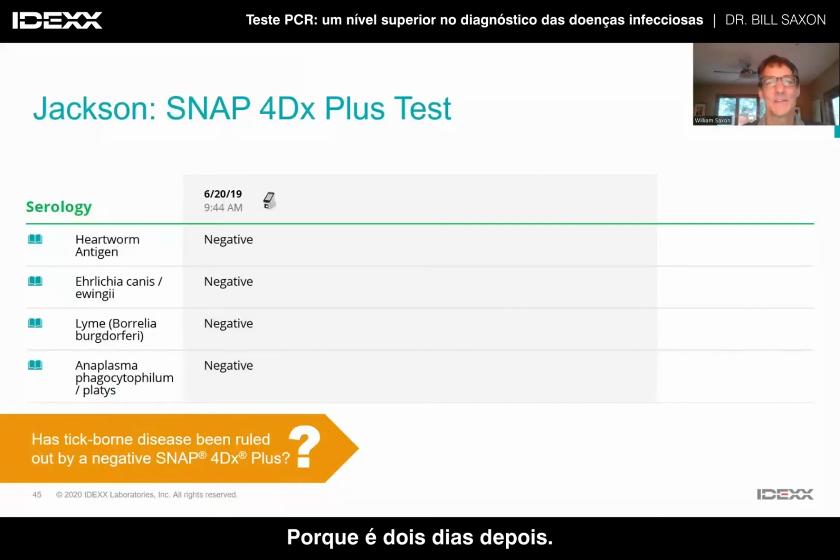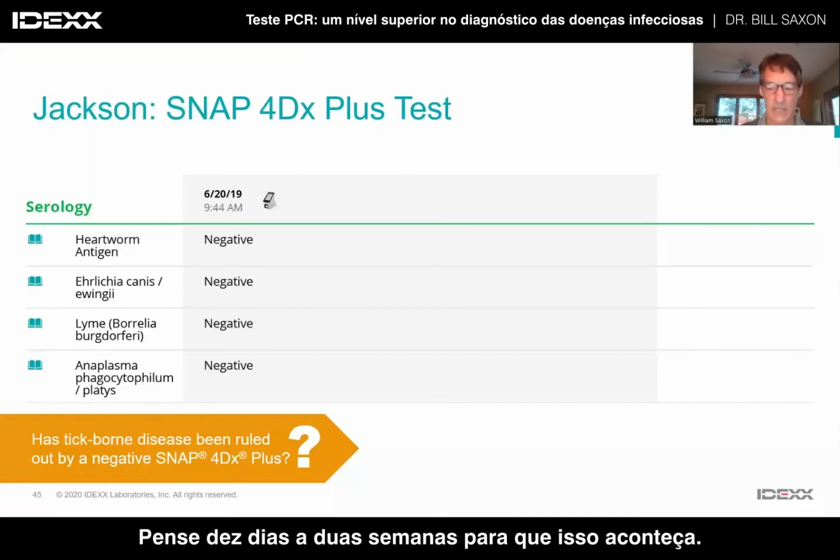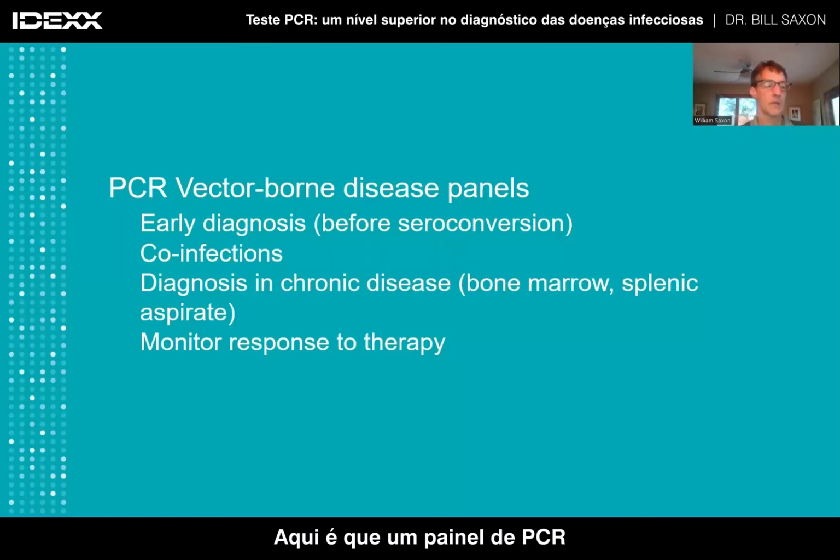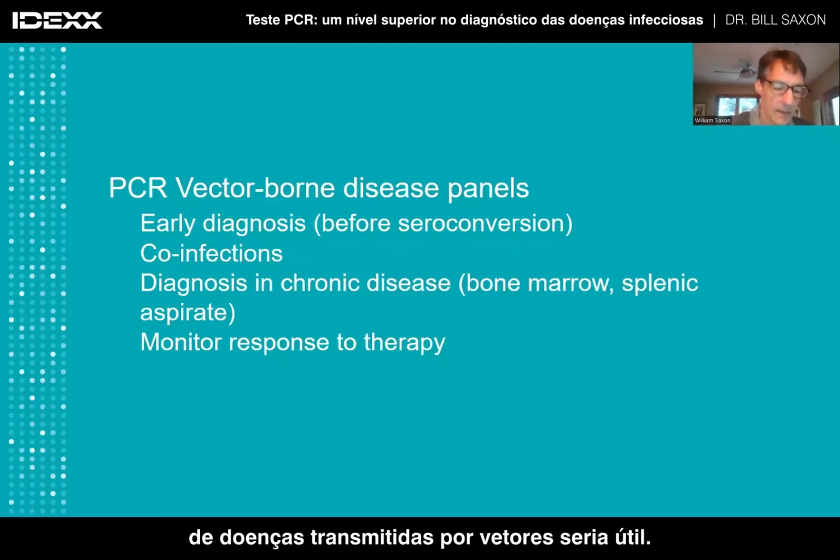No, right? Because this is 2 days in. It's too early for this dog to have mounted an antibody response. Again, think 10 days to 2 weeks for that to happen. So this is where a PCR panel of vector-borne diseases would come in handy.